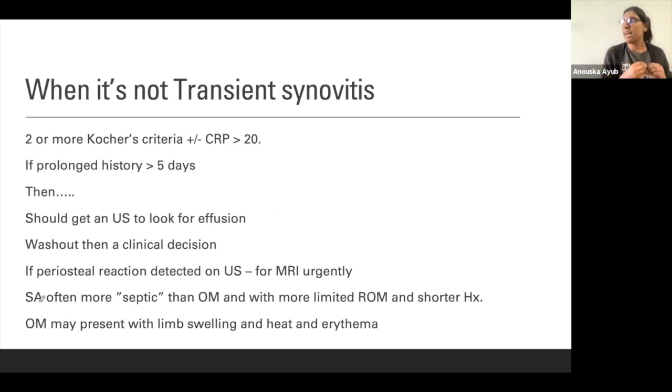And then some things come down to just your experience of these things. So it's worth talking to senior people all the time about these things. So septic arthritis is often just more septic than osteomyelitis. They're more sick, they're more suddenly unwell. They might be tachycardic, they might have a temperature on and off, a higher temperature than with osteomyelitis. And they may have a more limited range of movement and a kind of short and sharp history. Osteomyelitis, conversely, might also present with limb swelling, just heat around the limbs, erythema, and not a particularly unwell child if it's been going on for some time.